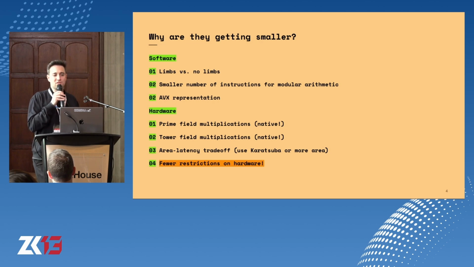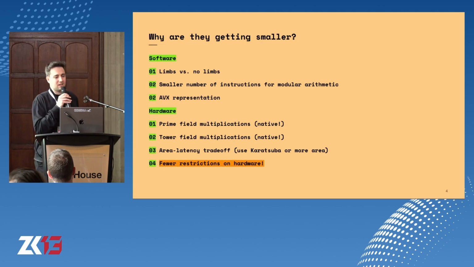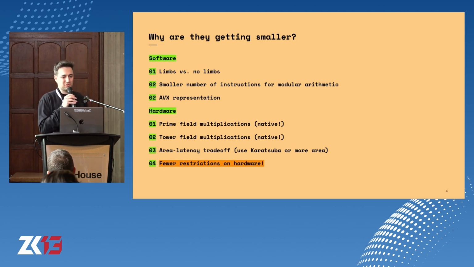That's on software. On hardware, the situation is a bit different because we can do prime field multiplications natively up to some extent and with some caveats, of course. And the same is true for tower field multiplications in Binius. So there are things we can do differently than software. Of course, we have this trade-off also on hardware: do we prefer a smaller area, or do we prefer better latency? Do we use Karatsuba, or do we just put in a larger multiplier? But in general, there are fewer restrictions on hardware. So we can actually decide which primes to use and which prime to build the hardware for.